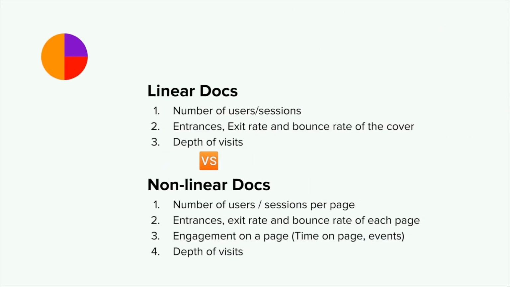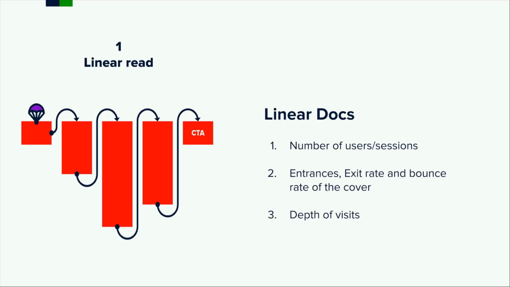So for linear docs, you probably look at the total number of user sessions. So what's the size of the readers that I have? How many sessions do we have per user? In other words, how often are they coming back? We look at the performance of the cover page because this is most likely the place where they start. This also depends on your strategy regarding distribution, of course, but most likely in these types of docs, they will start on the cover page.